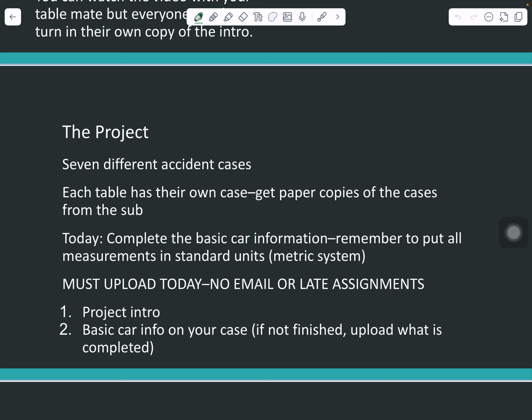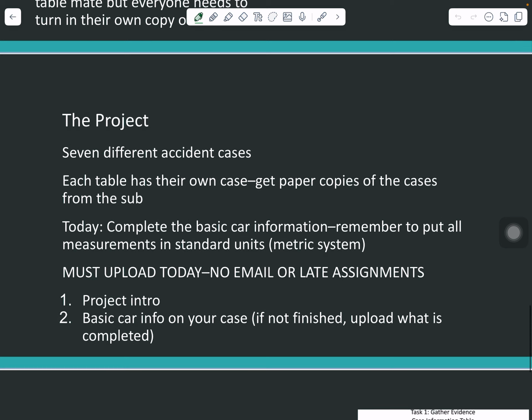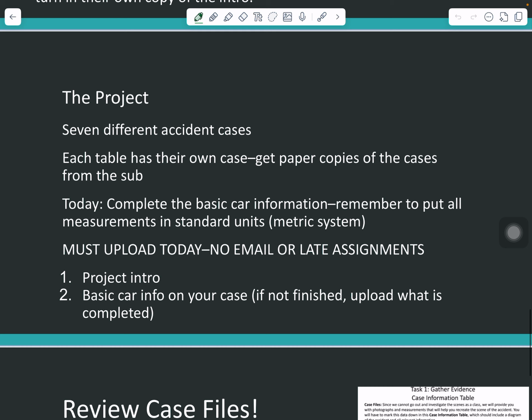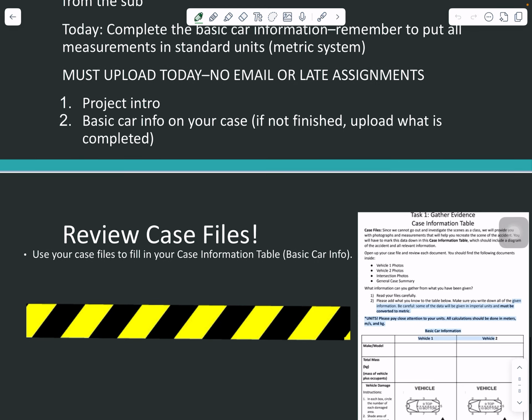Today, the only thing you need to do for this second assignment is to complete the basic car information. And just a hint, remember to put all of the measurements in standard units, which is the metric system. There are 2 things that you're going to upload today: the project intro for the first assignment and the basic car info on your case. And if for some reason you were unable to finish, you must upload what you have done for the basic car info.